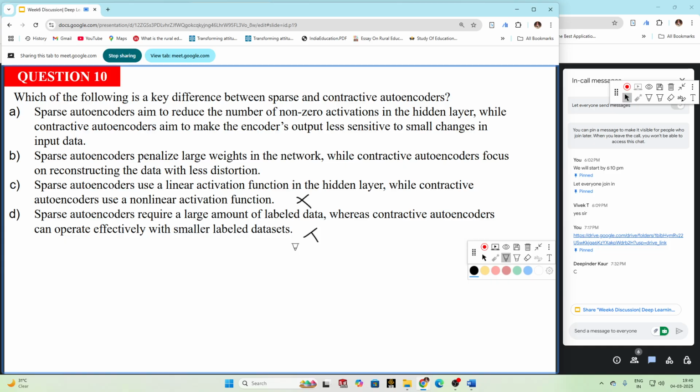No, autoencoder does that more data. Whenever we are doing the regularization process, we want a smaller data set only. So that is why this is also false.